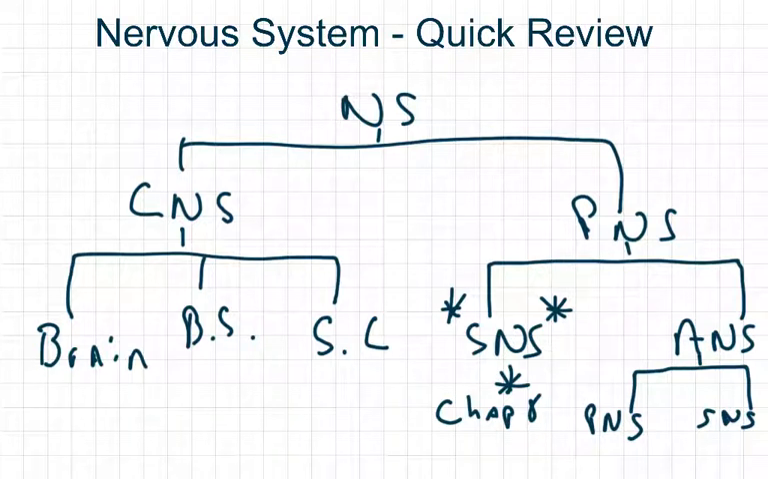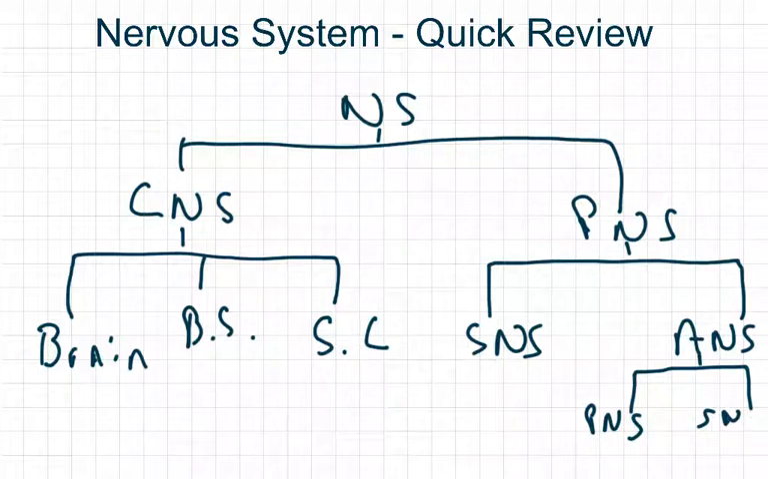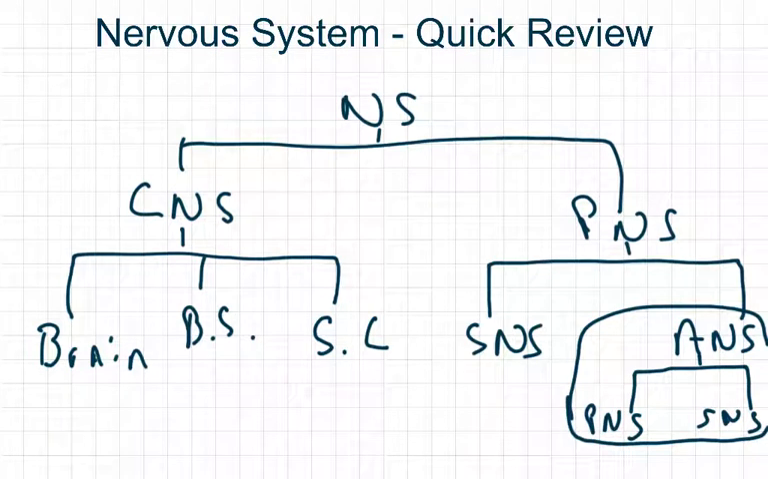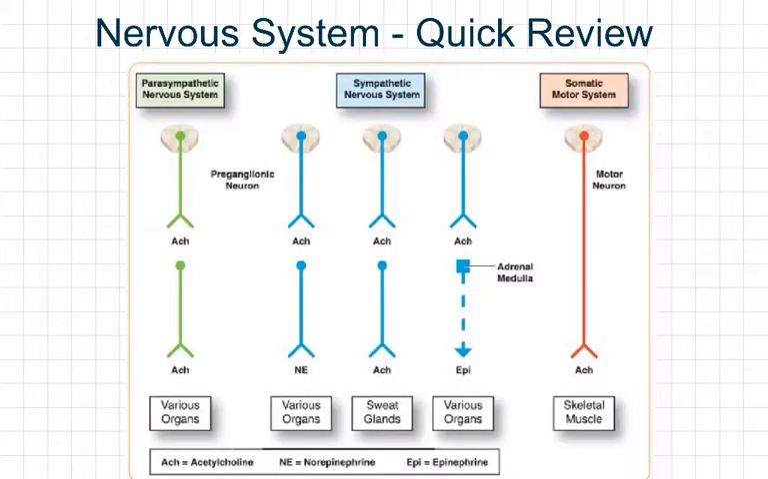Now, we're going to be focusing more on the autonomic nervous system, right here. This is going to be our focus over the next few slides, particularly the parasympathetic and the sympathetic nervous systems and how they affect the heart.